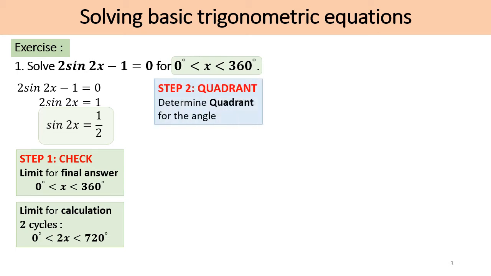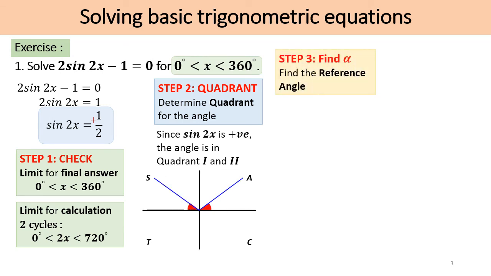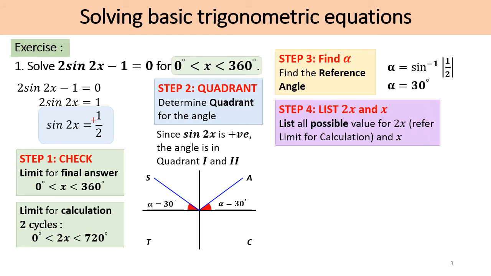Next is to determine the quadrant for the angle. Because we have sine 2x is equal to 1 over 2, which is a positive value, we now know our angle should be in the first and the second quadrant. So we label our alpha there. The next step is to find the reference angle alpha. We use the formula alpha is equal to arc sine of 1 over 2. Calculating this in our calculator, we get alpha is equal to 30 degrees.